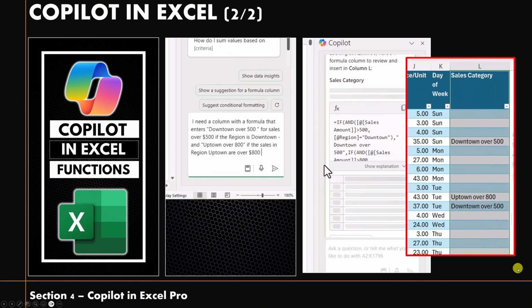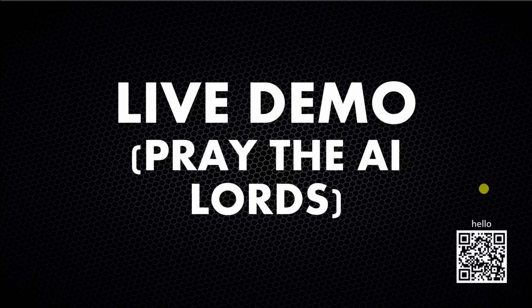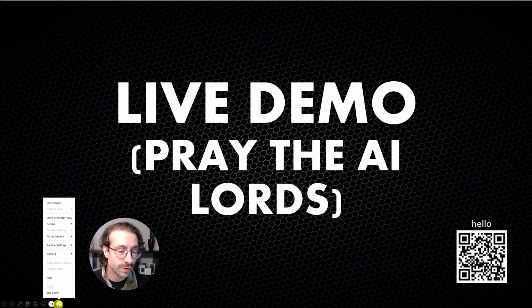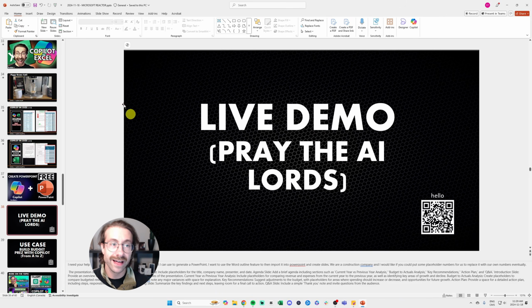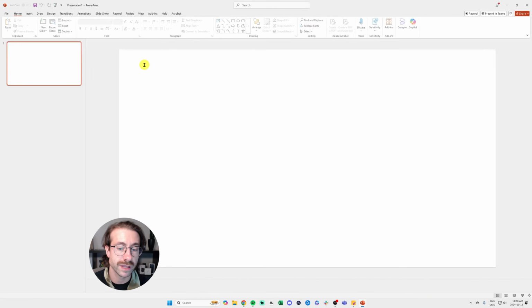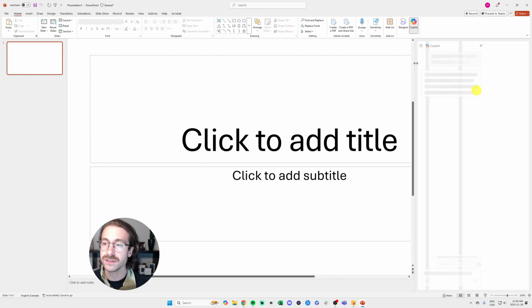It is pretty powerful. All right, so let's do a quick presentation of what Copilot in PowerPoint can do. Actually, I'm going to show you what it can do. I'm going to do a live demo, so please pray the AI Lords, please, please, please. So what I'm going to show you here is, I'm going to open a new presentation, here we go, blank presentation, and I'm going to click at the top here on the Copilot button.